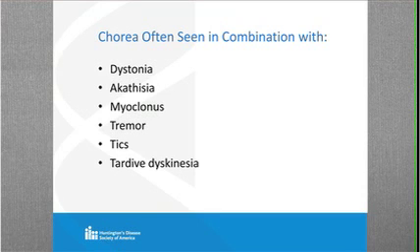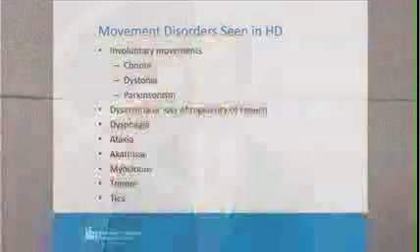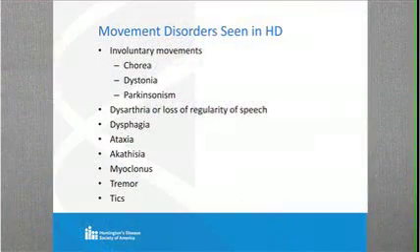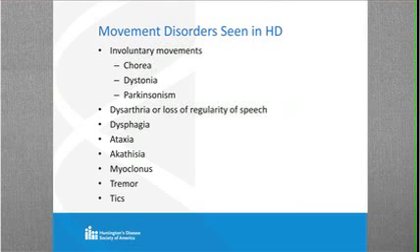Tics or tic-like behaviors and sounds can happen as well, and rarely people can develop tardive dyskinesia, but this can be very difficult to distinguish from the chorea in the mouth region. These are some of the movement disorders that are seen in Huntington's disease in general and that you should look for, not just in association with chorea, but in isolation by themselves as well.